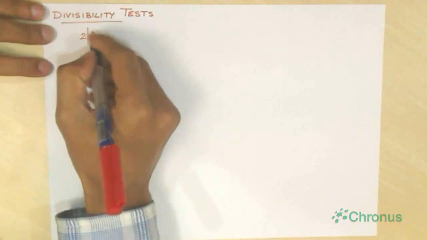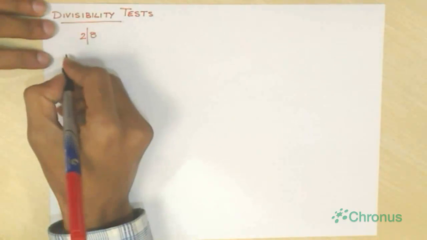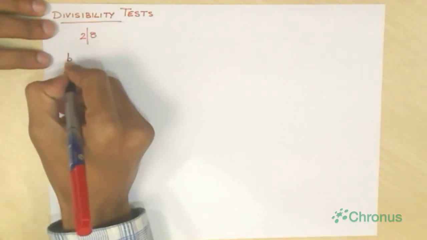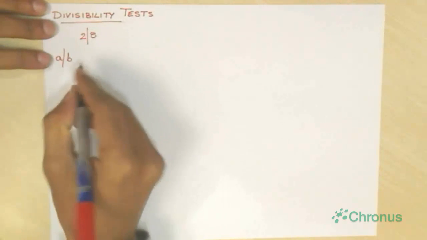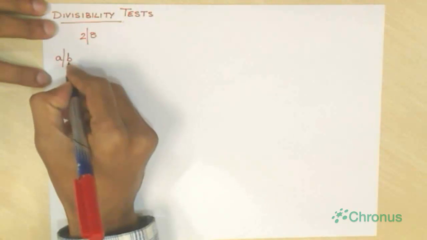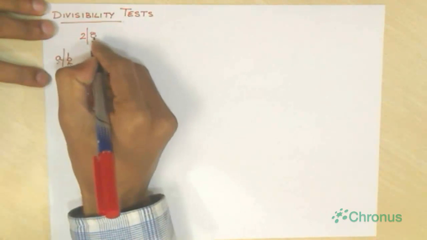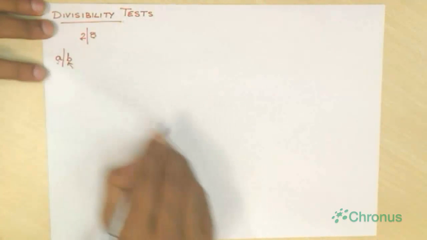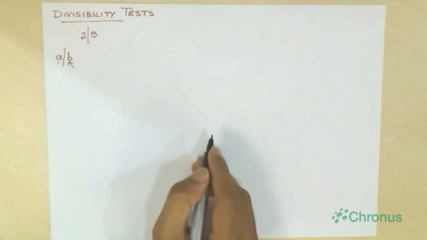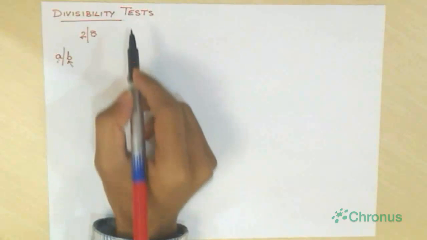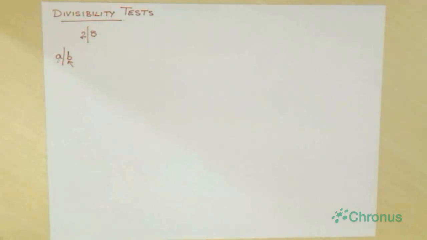So in general, if a whole number b is divisible by a, then we say b is a multiple of a and a is a factor of b. So in this case, 8 is a multiple of 2 and 2 is a factor of 8. And a divisibility test is a rule for determining whether a given whole number is a factor of another number.